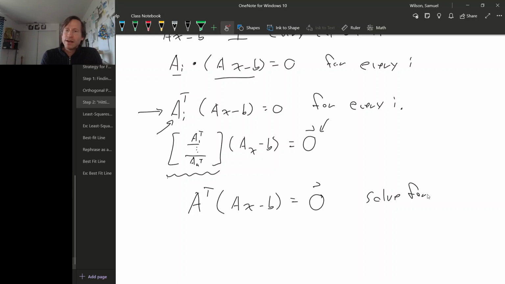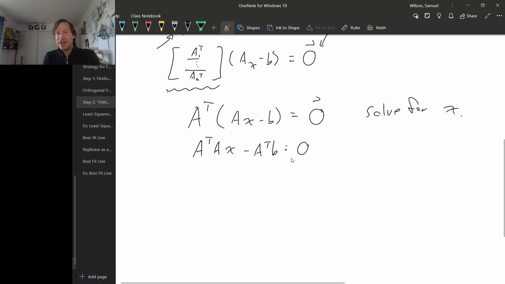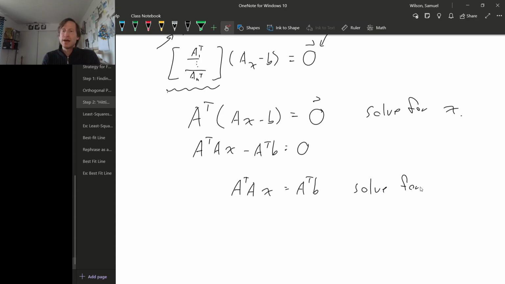Solve for x. But now that we have it written as a single matrix equation, we can do matrix algebra to make this easier to solve. In particular, we can distribute the A transpose. So we get A transpose A times x minus A transpose b equals 0. And then move the A transpose b to the other side. So A transpose A x equals A transpose b. And we need to solve this for x.